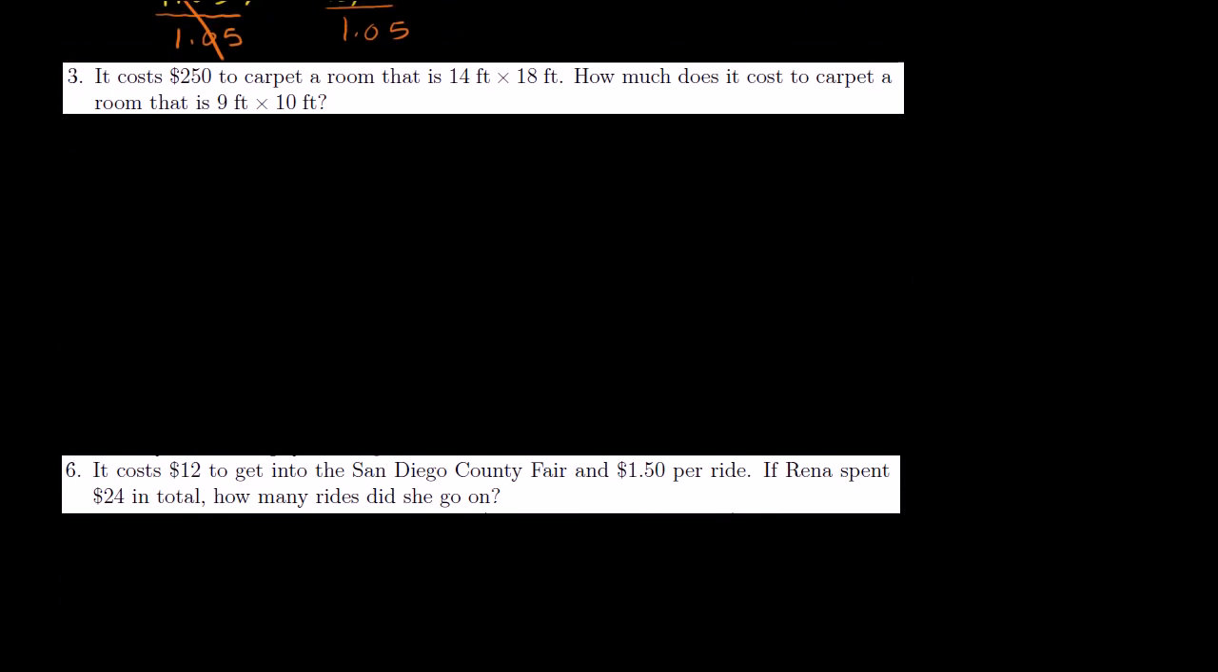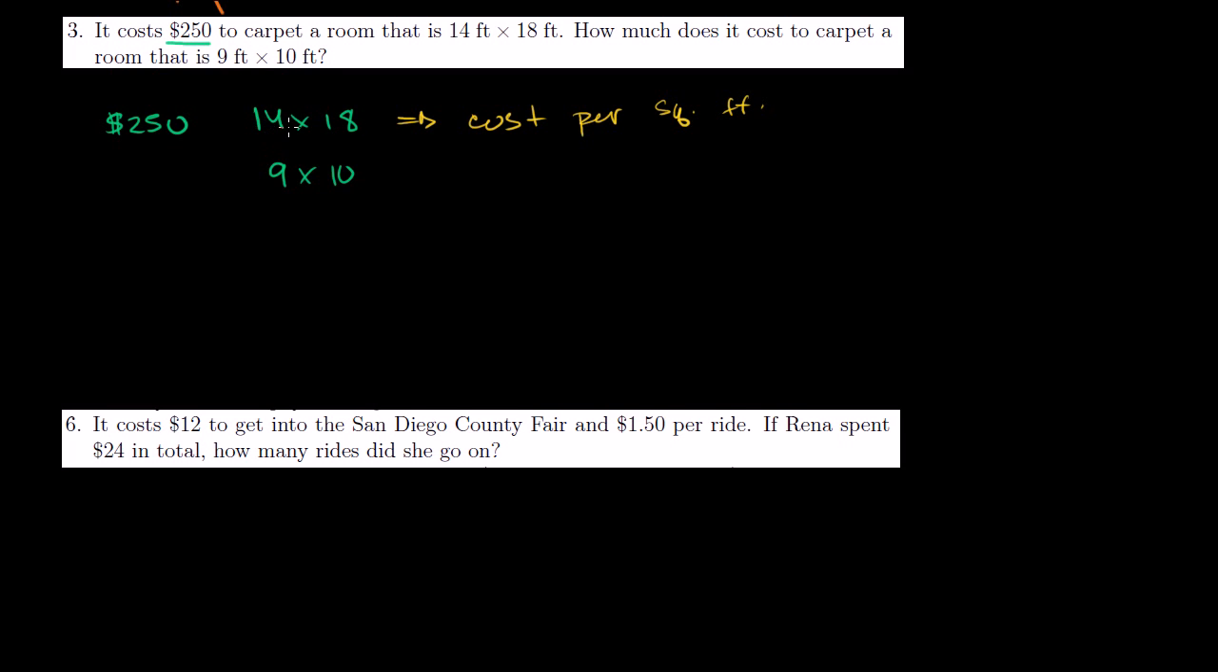Let's do this next one. It costs $250. Let me write this down. It costs $250 to carpet a room that is 14 by 18. How much does it cost to carpet a room that is 9 by 10? And the units here are feet. Well, in case you have never carpeted a room, you normally carpet a room by the amount of area the room is, or the square footage of the room. So what we could do is use this information up here to figure out how much it costs per square foot. Cost per square foot.